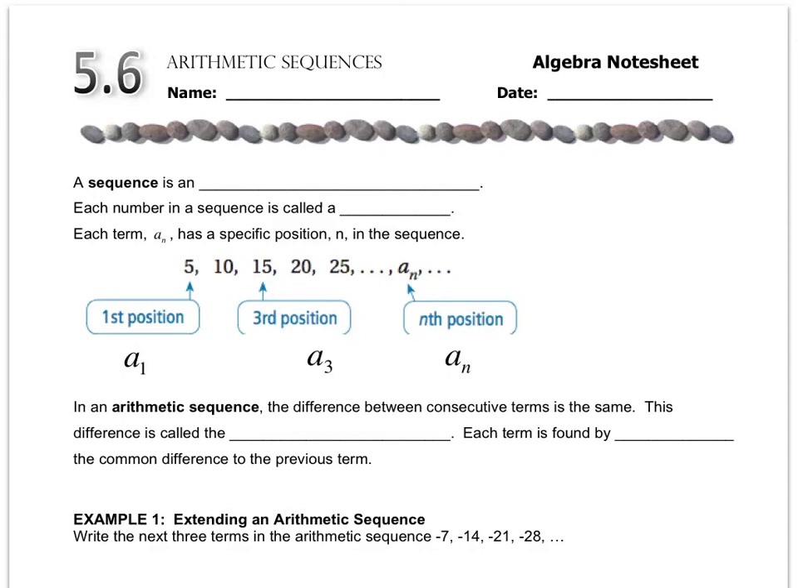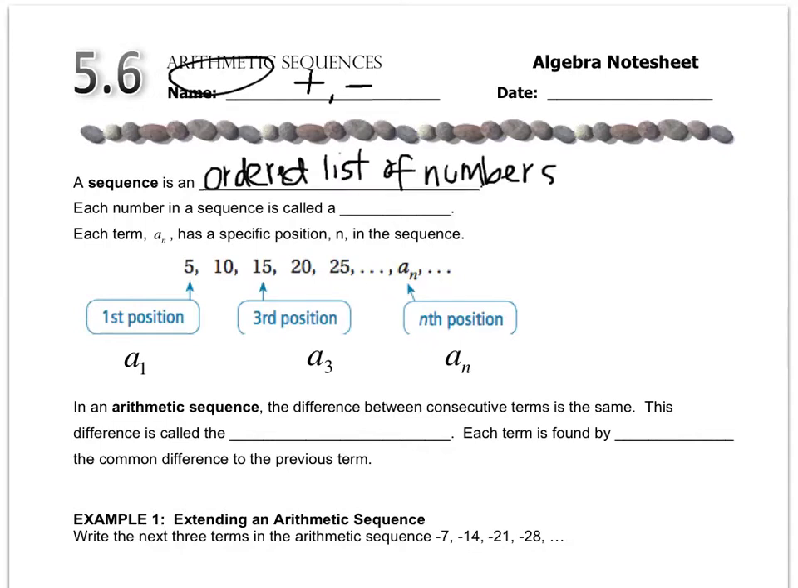Sequences are a list of numbers, and the types of sequences that we're going to talk about today are arithmetic sequences. And arithmetic sequences are simply dealing with addition and subtraction. So all of our sequences are created by either adding a number every time or subtracting a number every time. A sequence, as I said before, is an ordered list of numbers.